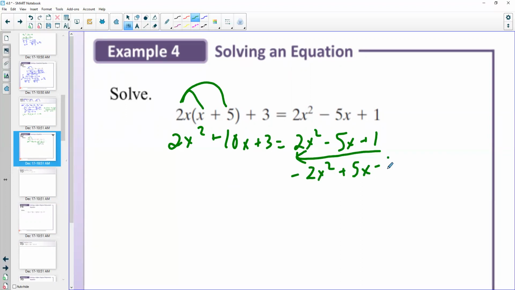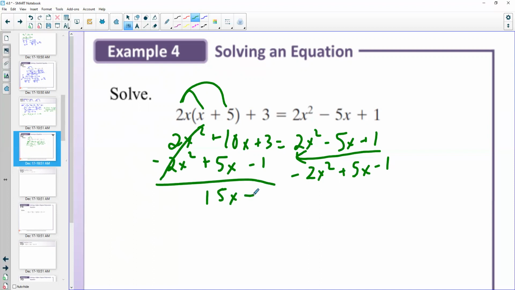Opposite signs, right? Minus 2x squared plus 5x minus 1. Okay, so those guys cancel. And I get 15x plus 2 equals 0. Well, hold on here. Wait a second. I don't have any squares left. So don't freak out. This is just a regular old equation now, right?